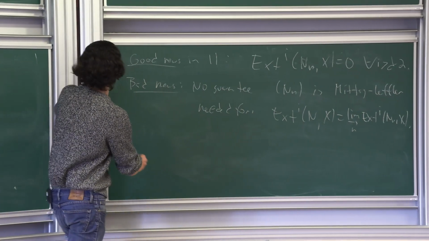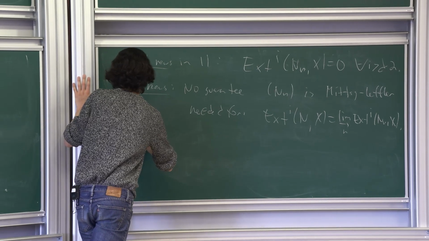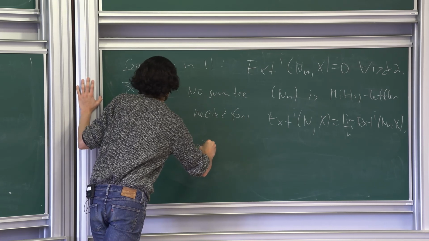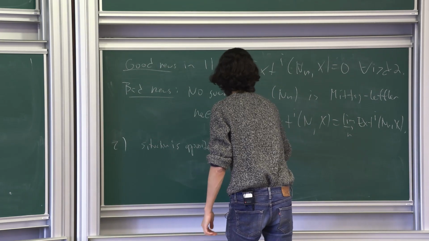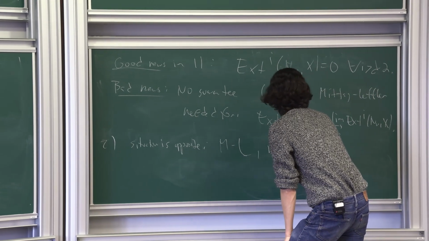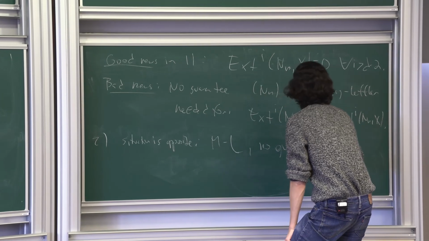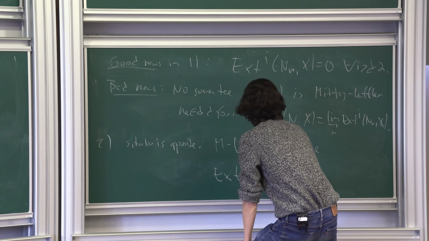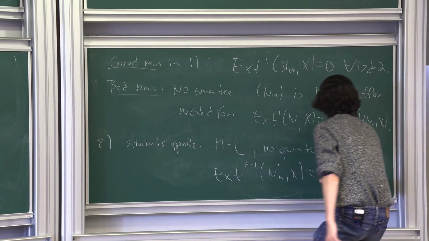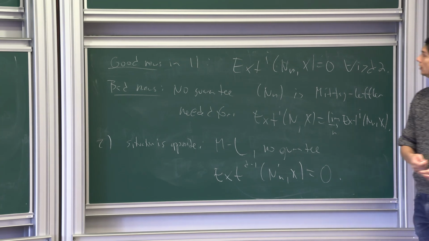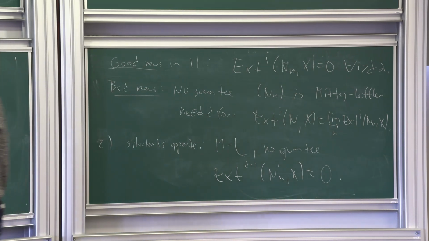And then in 2, the situation is opposite. Mittag-Leffler, in fact, the transition maps are surjective by construction, but no guarantee that Ext^(d-1)(N'_n, R) equals 0. So N'_n is this condensed module, or no, it's just discrete. Any sub-object of a discrete object is itself discrete.